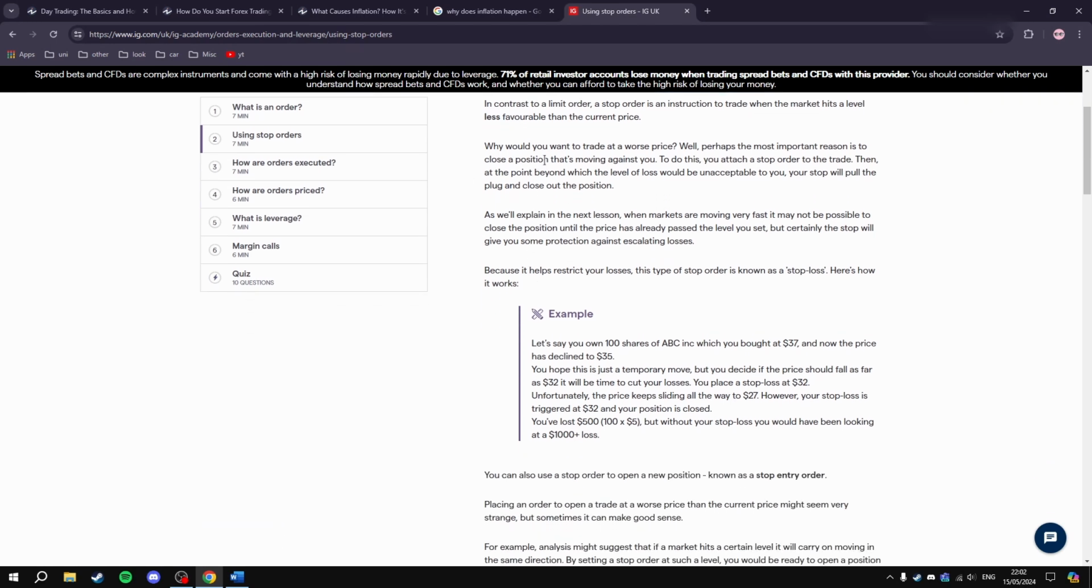Why would you want to trade at the worst price? Well, perhaps the most important reason is to close a position that's moving against you. To do this, you attach a stop order to the trade. Then at a point beyond which the level of loss will be unacceptable to you, your stop will pull the plug and close out the position.